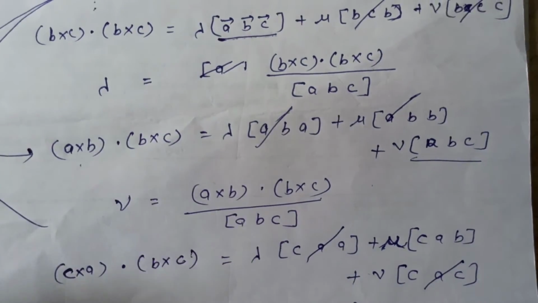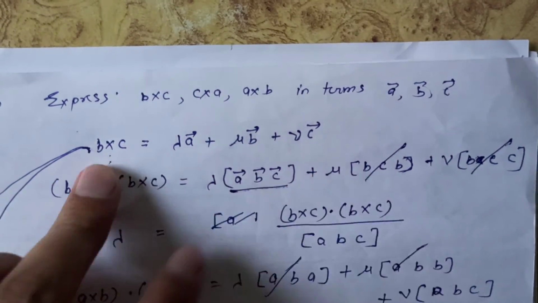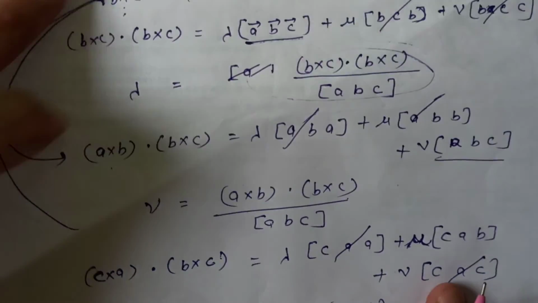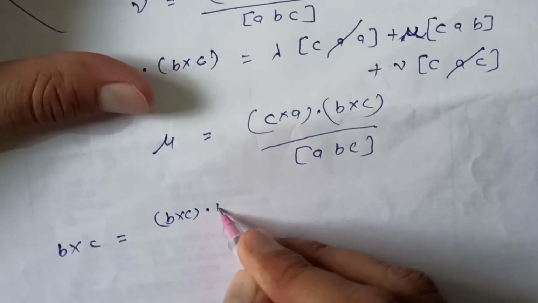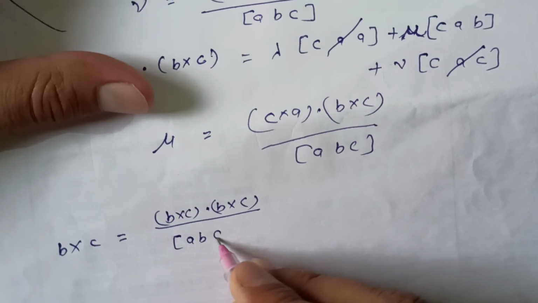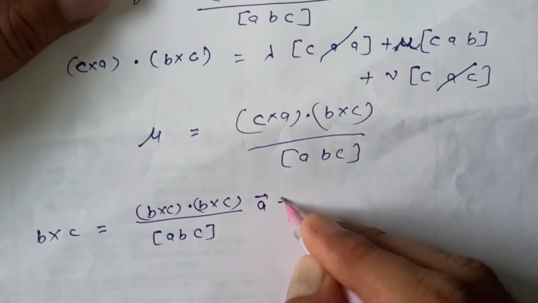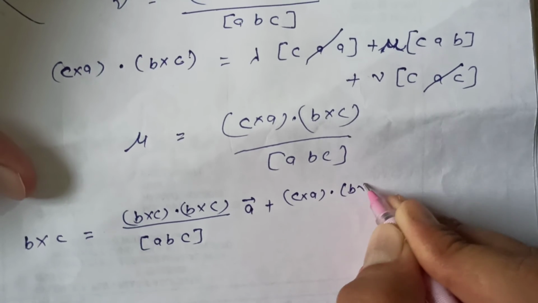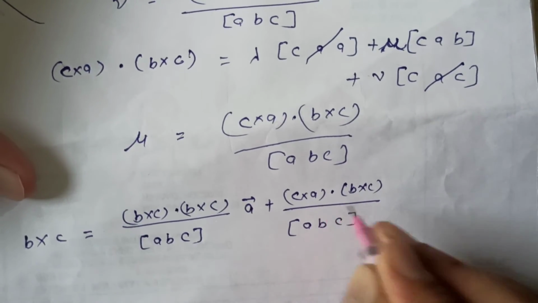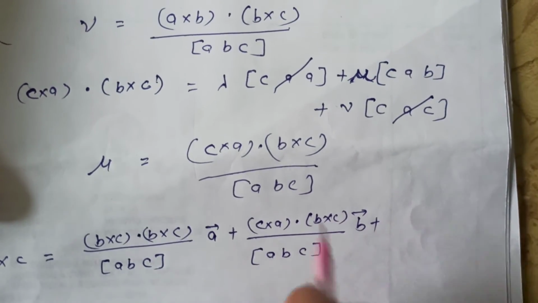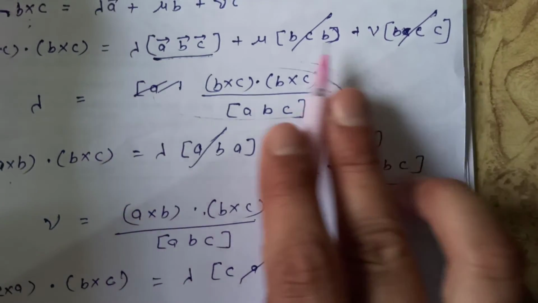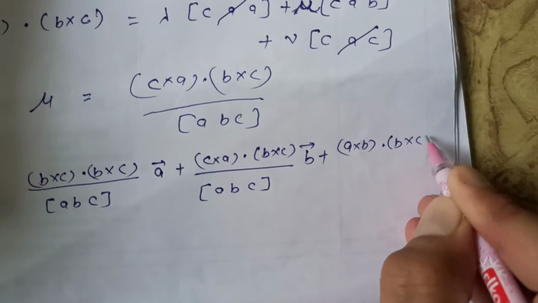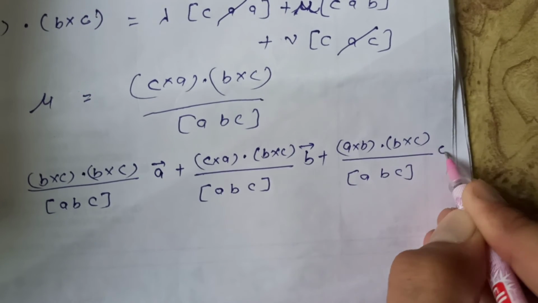Using these values of lambda, mu and nu, we can express B cross C in terms of A, B and C. So B cross C is equal to B cross C dot B cross C divided by scalar triple product of ABC, times vector A, plus C cross A dot B cross C divided by scalar triple product of ABC, times B, plus A cross B dot B cross C divided by scalar triple product of ABC, times of vector C.